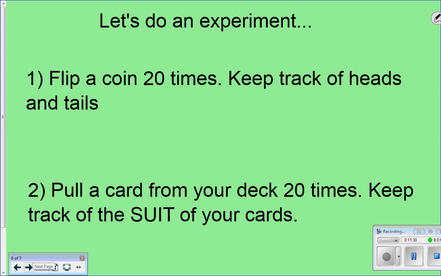All right, let's do some experiments, shall we? Let's talk about a coin first. We're going to flip a quarter. How many of you know how to flip a quarter? Not just like this. You flip it and put it on your hand. You guys know how to do that? Okay. Not really?